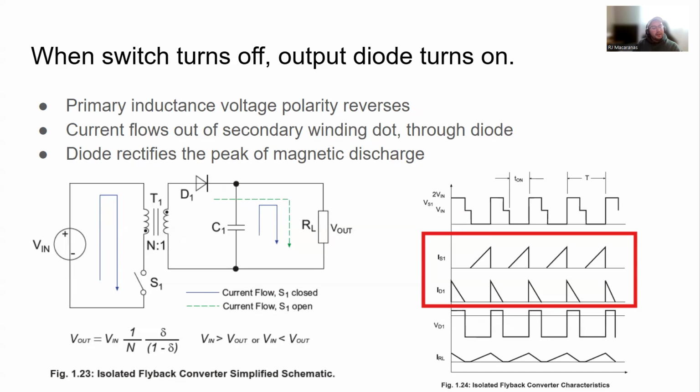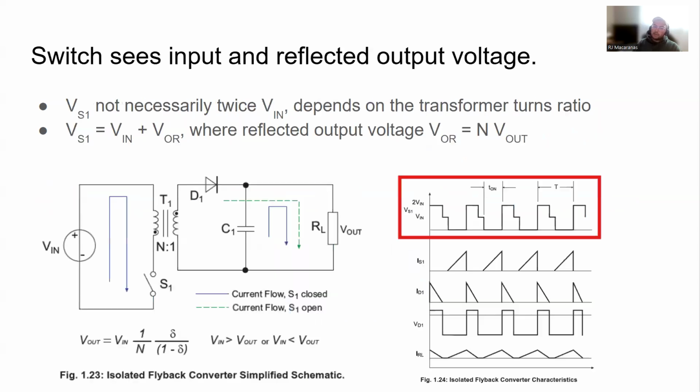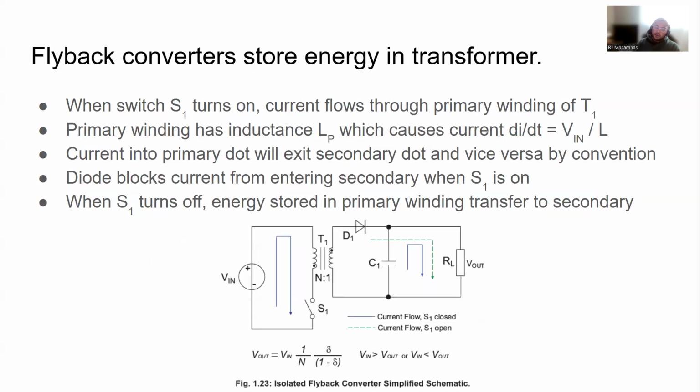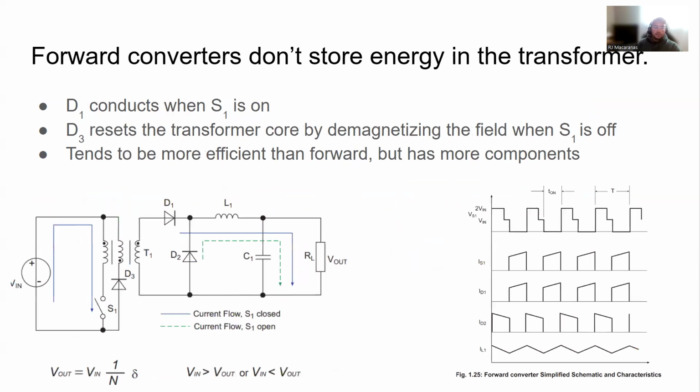All right, so now getting into forward converters, right? We looked at these flyback converters, and it's storing energy in the transformer, right? We turn on the switch, store some energy, and then we turn off the switch and discharge that energy to the output in the flyback.